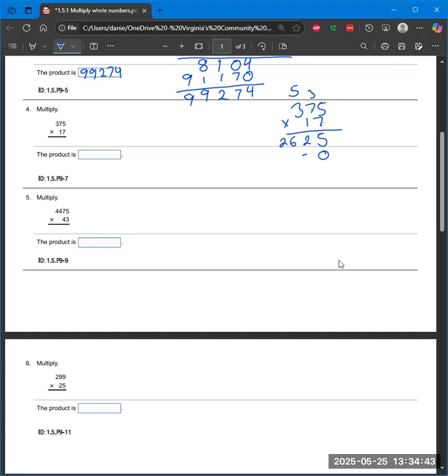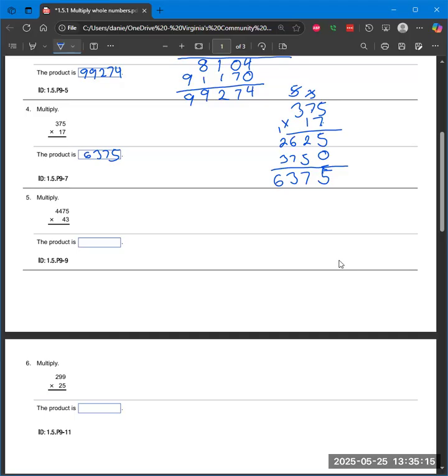1 times 5 is 5. 1 times 7 is 7. 1 times 3 is 3. 5 plus 0 is 5. 2 plus 5 is 7. 6 plus 7 is 13. Carry that 1. 1 plus 2 is 3, plus 3 is 6, and I get 6,375.